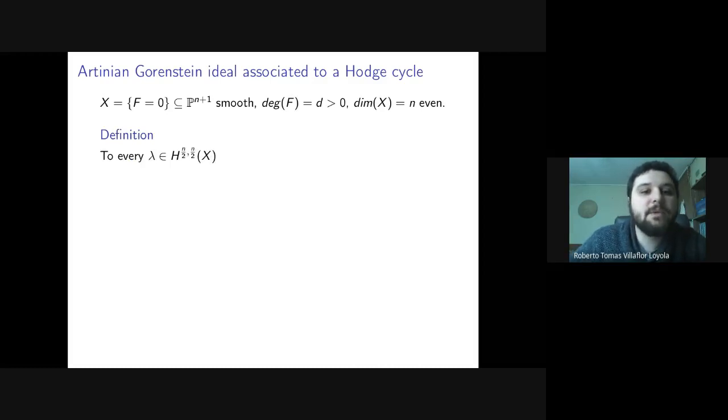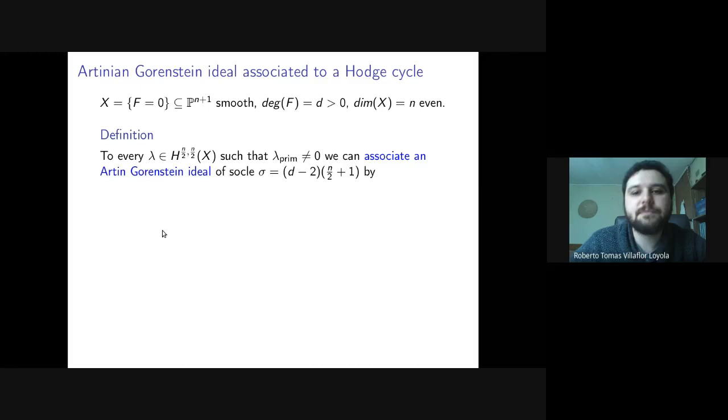So the definition is the following. Consider any n over 2 class lambda that is non-zero in primitive homology. We will associate to it the following Artin-Gorenstein ideal of socle degree d minus 2 times n over 2 plus 1. Again, this is half of the socle degree of the Jacobian ideal.